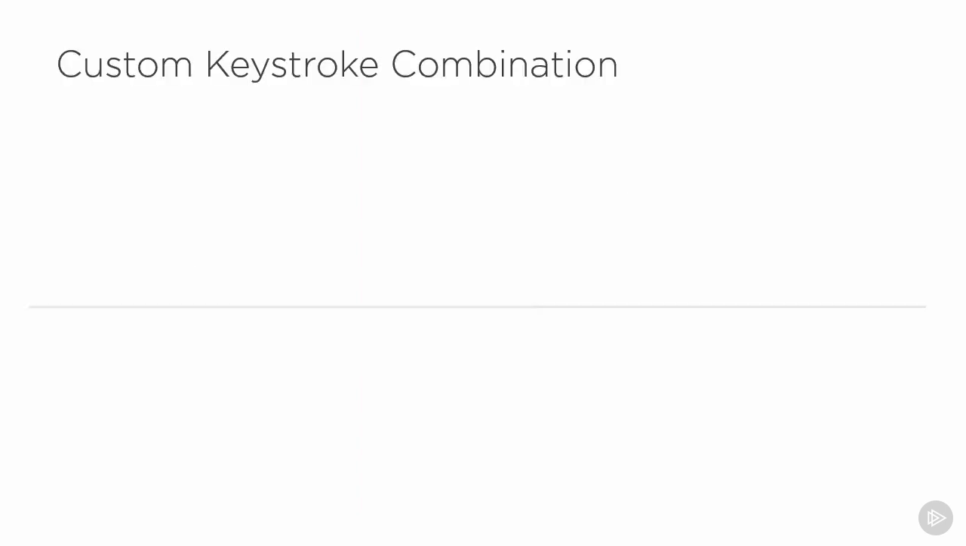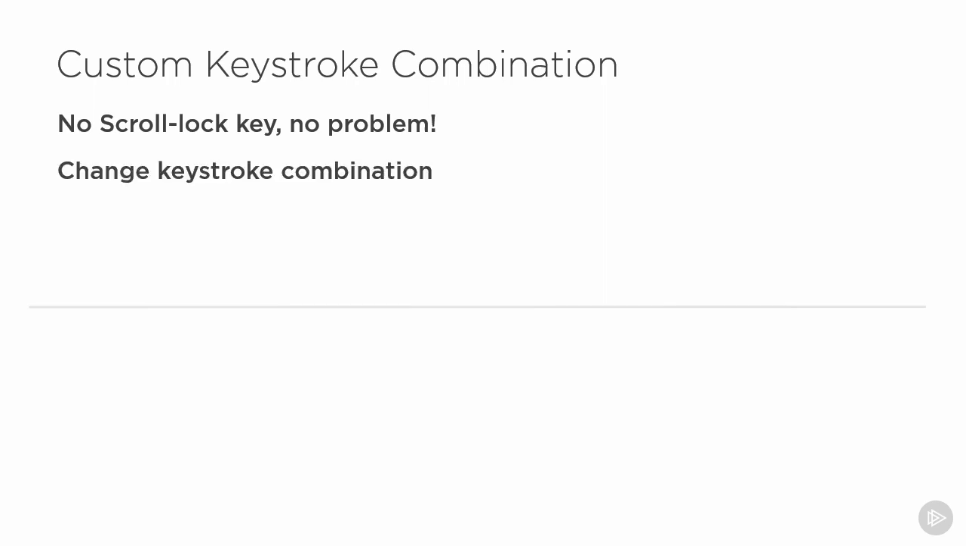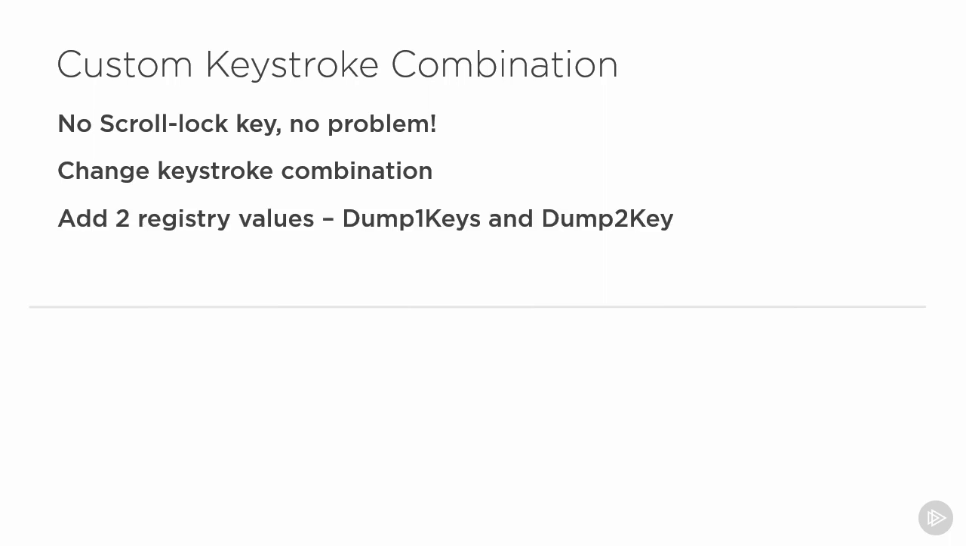So it's possible to change the crash keystroke to something other than the right control scroll lock. This is because many of the systems nowadays don't even have scroll lock keys. So we can go ahead and change that keystroke combination by adding a couple registry values. One of them is called Dump1Keys and the other one is called Dump2Key. Now that's not a typo. The second parameter there doesn't have an S at the end.